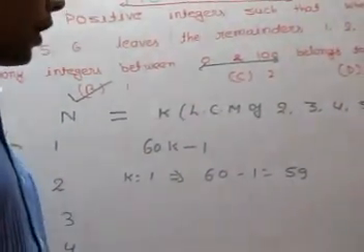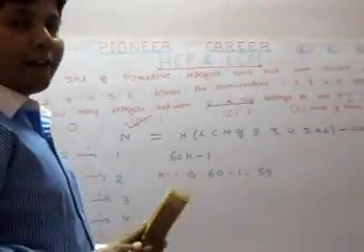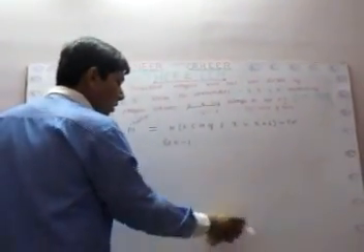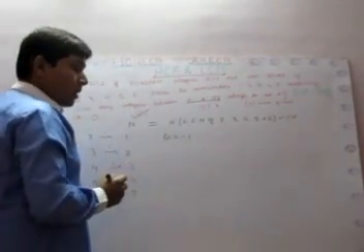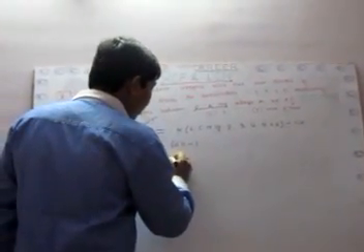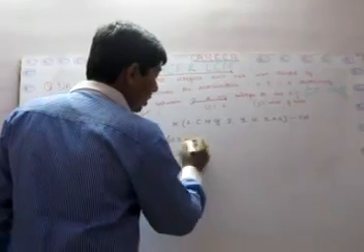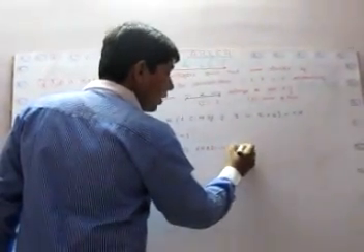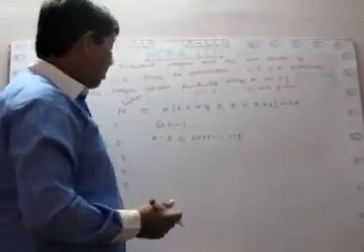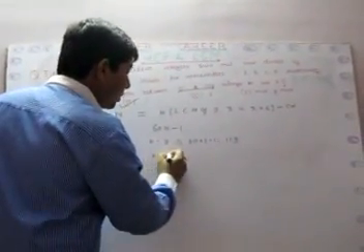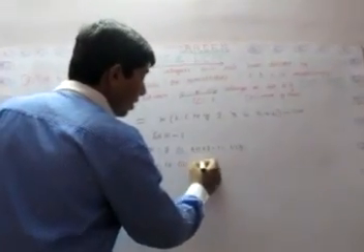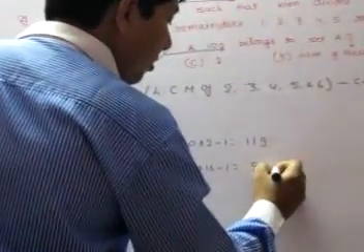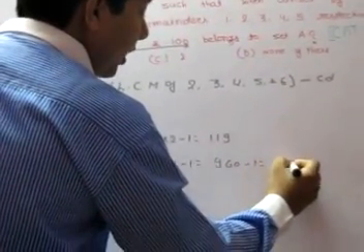The question can be asked, how many 3-digit integers satisfy this condition. We know any number in the form of 60k minus 1 will satisfy this condition. For the smallest 3-digit number we have to put k equal to 2, then the smallest 3-digit number is 60 into 2 minus 1, that is 119. For the largest 3-digit number we have to put k equal to 16, that is 60 into 16 minus 1, equal to 960 minus 1, or 959.